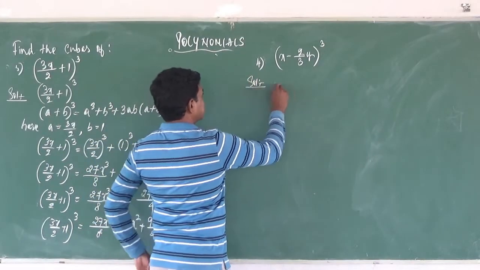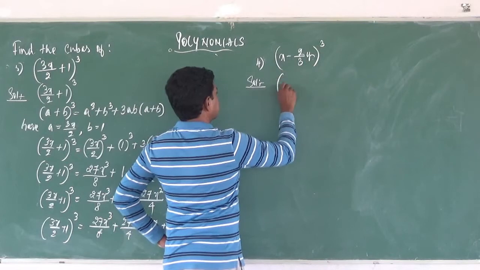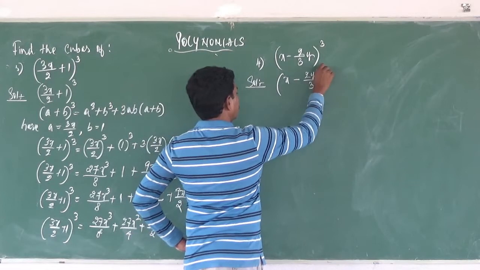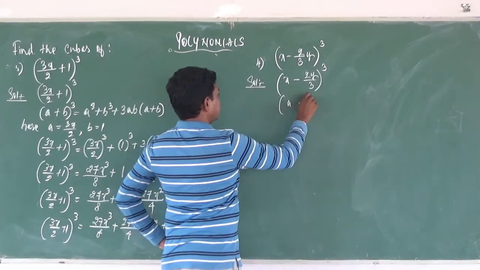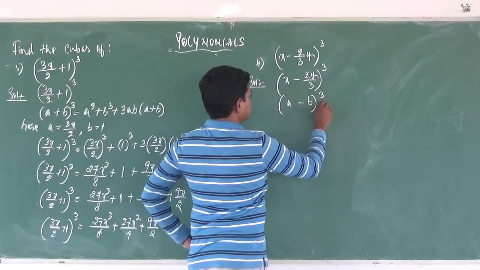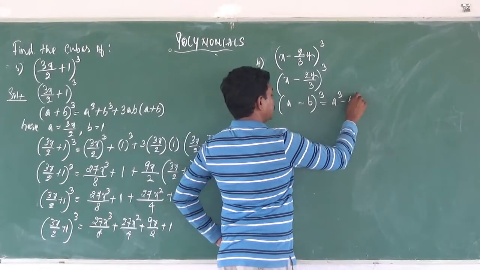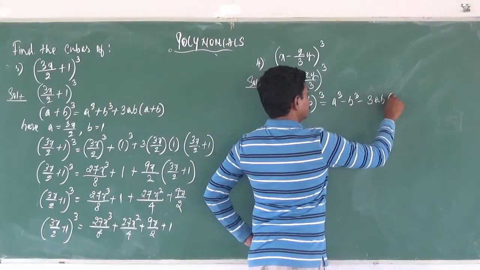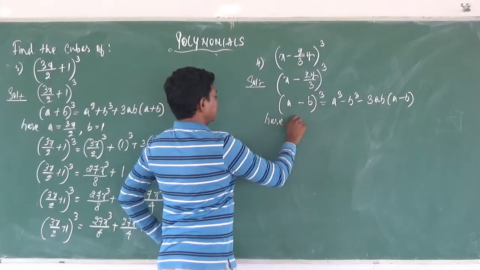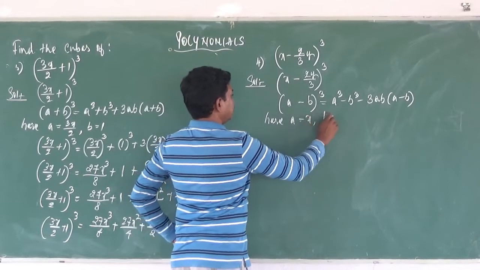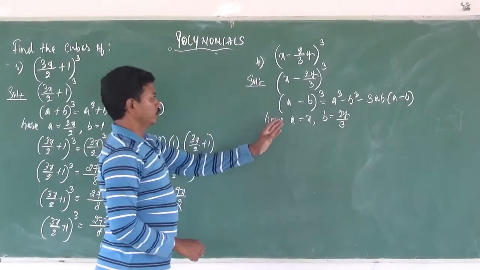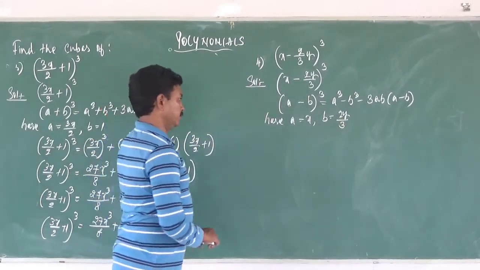So (x − 2y/3) whole cube. This can be written as (x − 2y/3) whole cube, with 2 into y as 2y by 3. So this is in the form of (a − b) whole cube. So a is x and b is 2y by 3, and (a − b) whole cube can be written as a cube minus b cube minus 3ab into (a − b). So here a is x and b is 2y by 3. We will substitute both the values in the formula and simplify that.